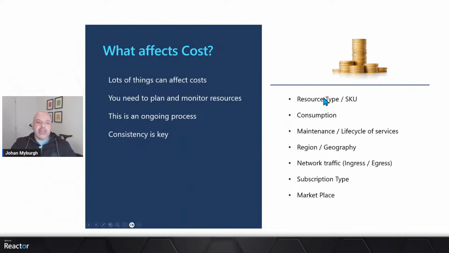If you look on the right hand side here, you will see things like the resource type. So the difference between provisioning a virtual machine, provisioning an app service, and provisioning a Kubernetes cluster might be vast for running a single web application, right? All of those can get you the same result at the end of the day, but the cost for those types of services and resources might be completely different.